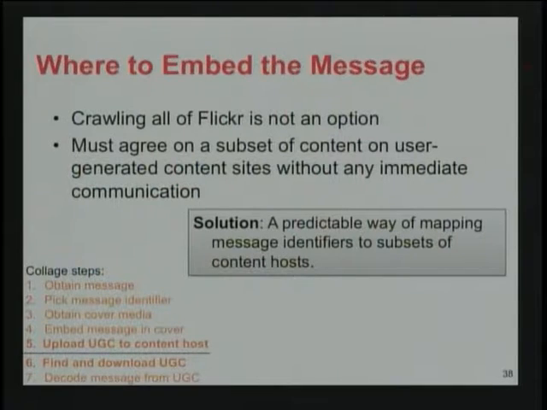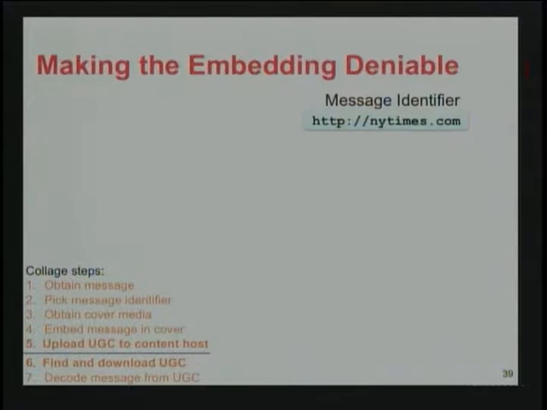Where to actually put this stuff? Alice, of course, can't crawl all of Flickr or YouTube or all the internet to find where Bob dropped that message. So they've got to somehow agree on a subset of content that Alice should be able to crawl without immediately communicating to one another. So the solution here is to come up with some predictable way of mapping these message identifiers to some subset of hosts that might be hosting this user-generated content. And we want to do that in a way that's deniable.